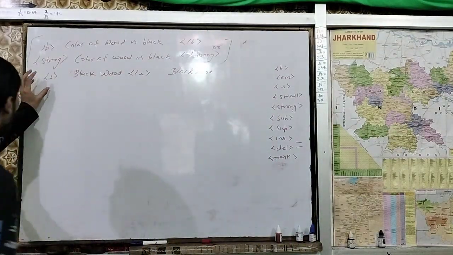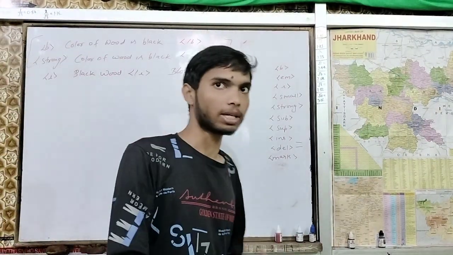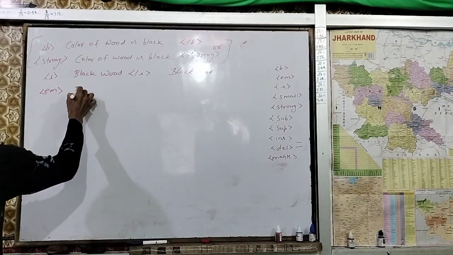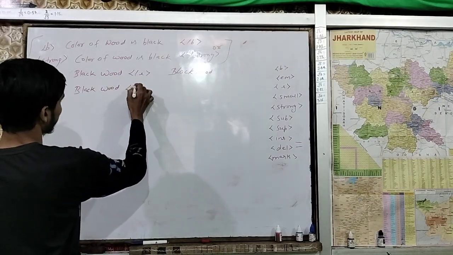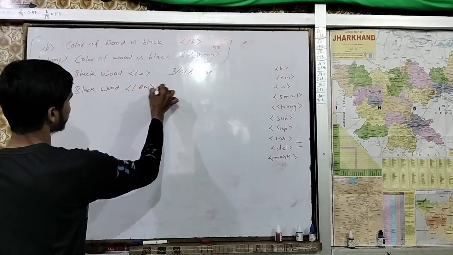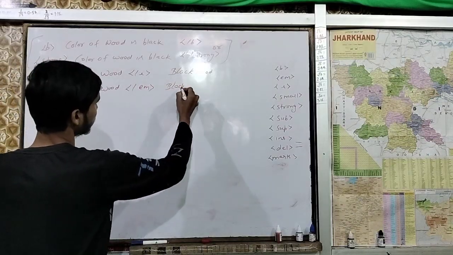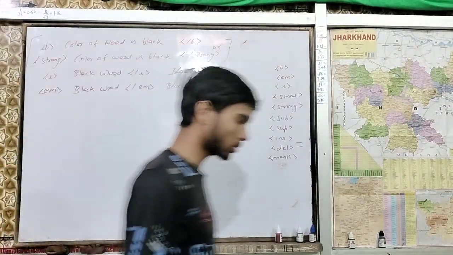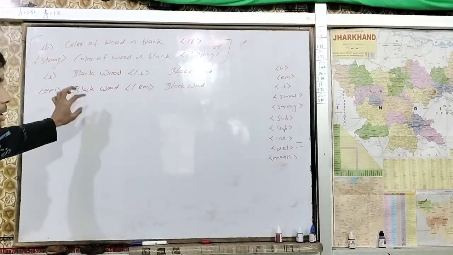Okay, so you can replace this italic tag by using EM. EM stands for emphasis. So EM, then blackwood, ending tag EM. Both will look the same. But nowadays this EM is used, and this strong is used.